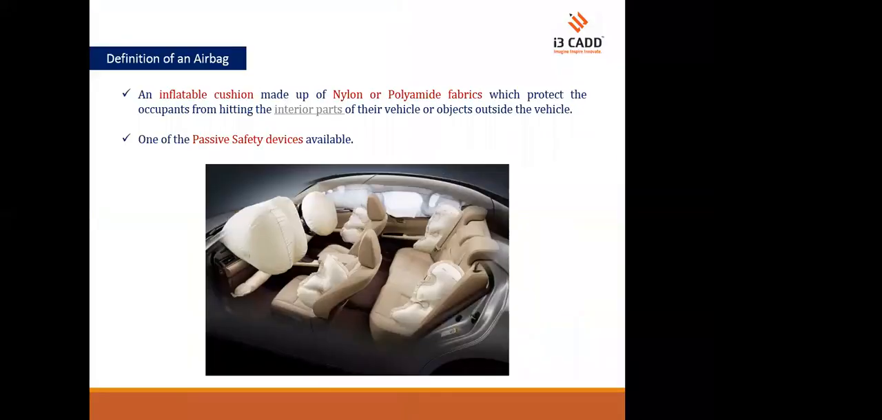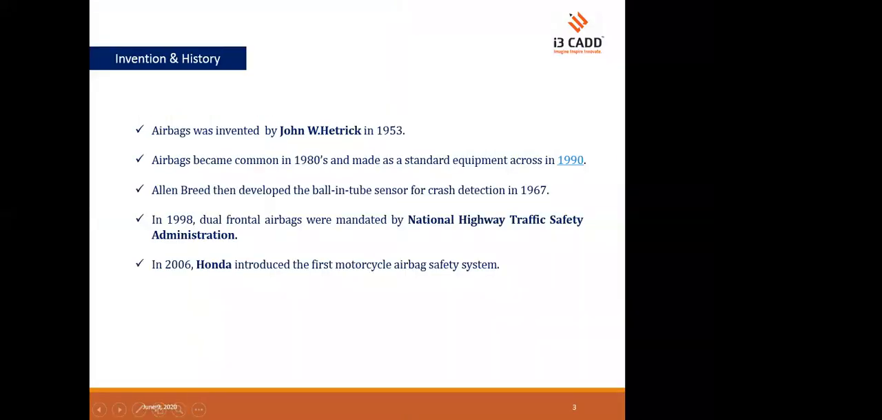Next one, regarding the invention and history of the airbag. The airbag was invented by John W. Hedrick, an American scientist, in the year 1953. On the 18th of August 1953, the first airbag module was patented by the US government.